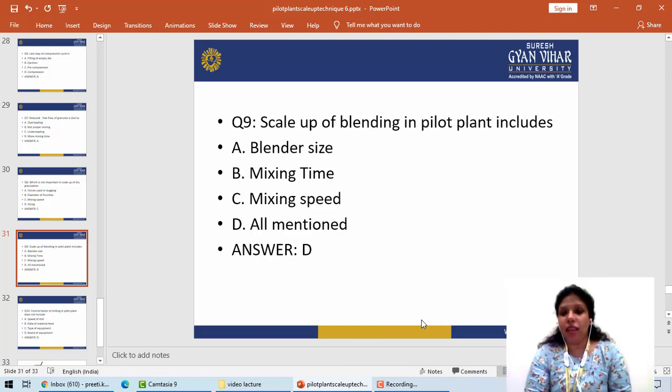The next thing related to this is, scale up of blending in pilot plant includes, first one is blender size, second is mixing time, third is mixing speed, and fourth one is all mentioned. As we have discussed, in the blender or in any type of equipment, all the things are important. Size is important, time is important, and speed is important. All the things are important. So that means the answer is all mentioned.